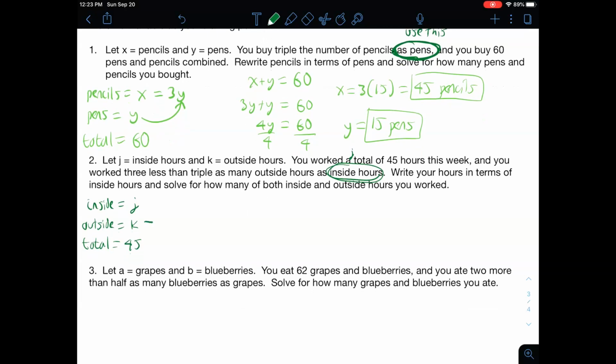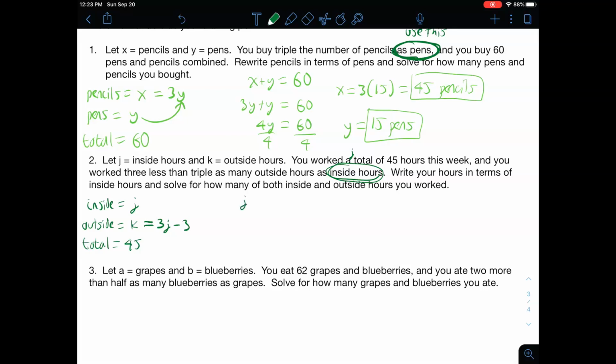Okay? So I'm going to use J to describe K. All right, now what is 3 less than triple? So outside hours is going to be J, but it's going to have some stuff around it, right? So it's going to be 3 less, so 3 less would be minus 3, right? Then triple as many outside hours. So I'm going to put 3J minus 3.